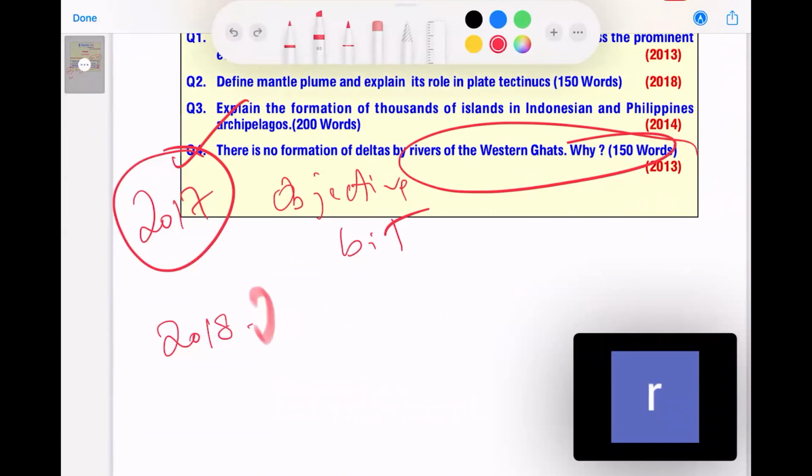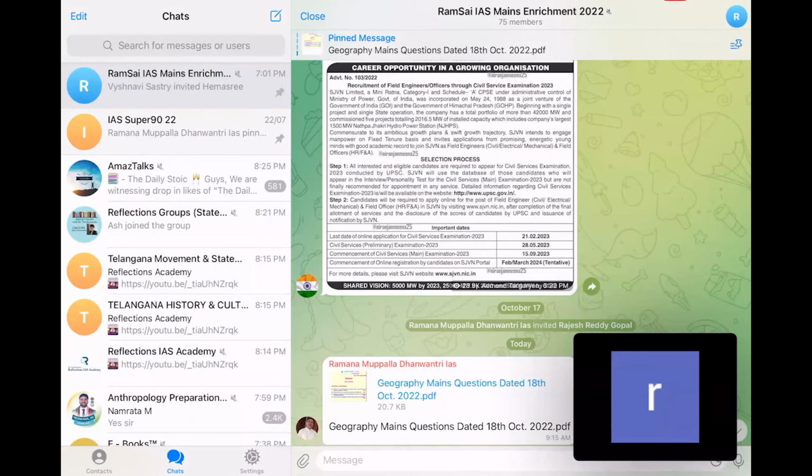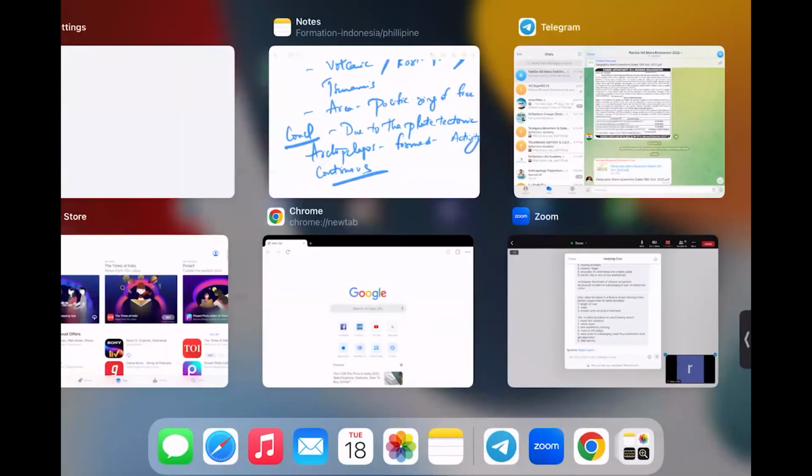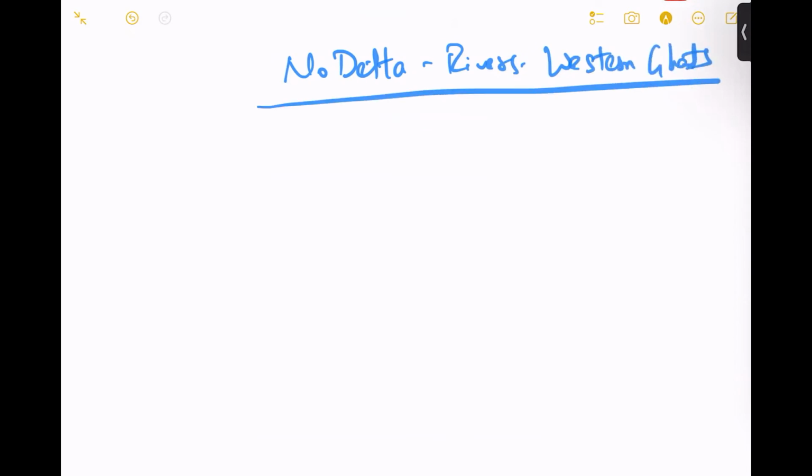So be prepared for these kind of, if not for this, you have to be prepared for tough questions. There is no formation of deltas by rivers of Western Ghats. Why? So see the question. They're asking you why there are no deltas for the rivers in the Western Ghats. So why is there no delta formation for rivers of the Western Ghats?